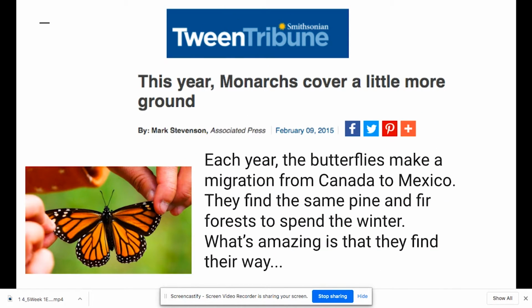Our last one is from Tween Tribune. This is an e-magazine put out through Smithsonian. In this article, "This Year Monarchs Cover a Little More Ground" by Mark Stevenson, it said, each year the butterflies make a migration from Canada to Mexico. They find the same pine and fir forest to spend the winter. What's amazing is that they find their way.